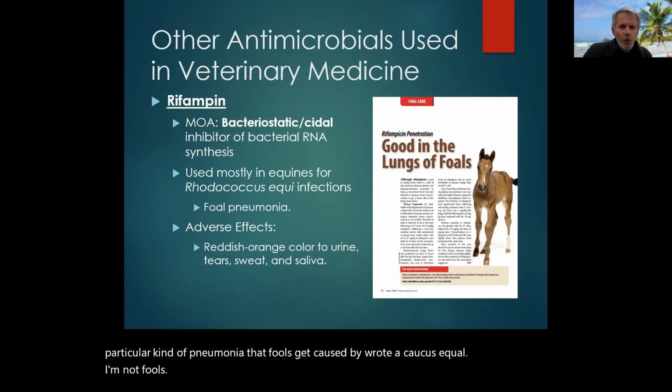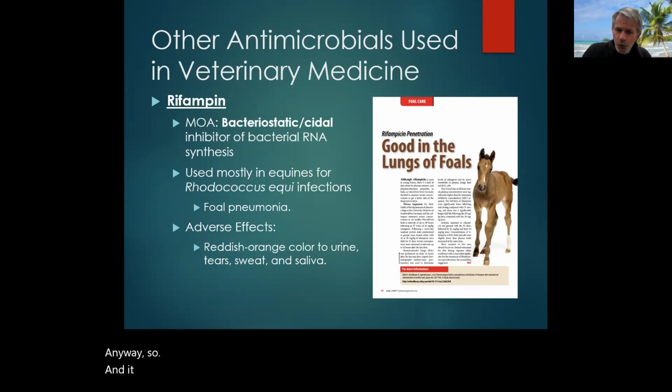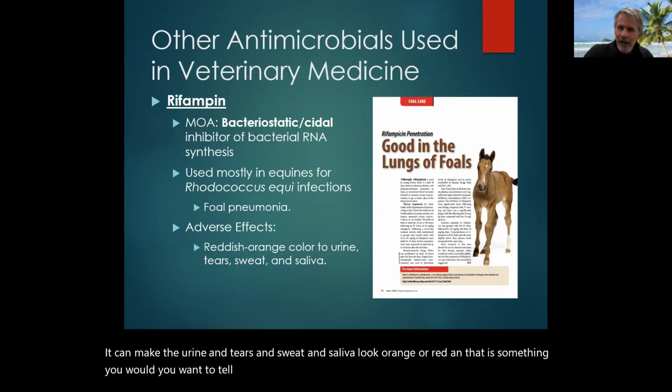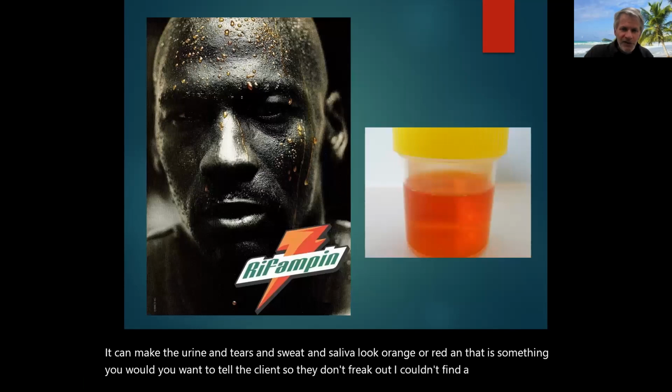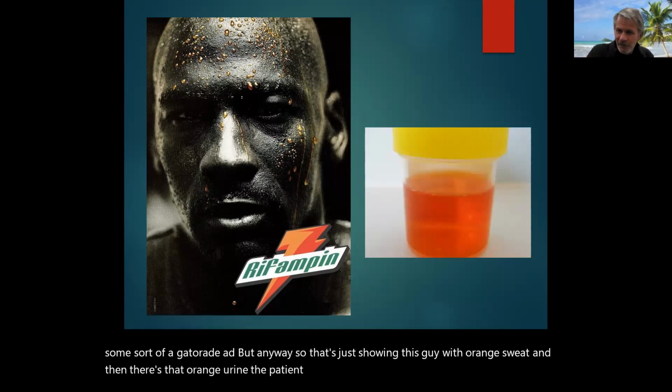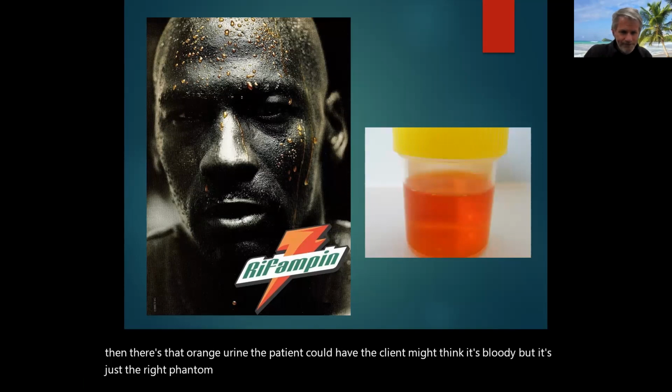Anyway, it has a kind of unusual adverse effect. It can make the urine and tears and sweat and saliva look orange or red. And that is something you want to tell the client so they don't freak out. I couldn't find a good picture. This is some sort of Gatorade ad, but anyway, that's just showing this guy with orange sweat, and then there's that orange urine the patient could have. The client might think it's bloody, but it's just the rifampin making it orange.